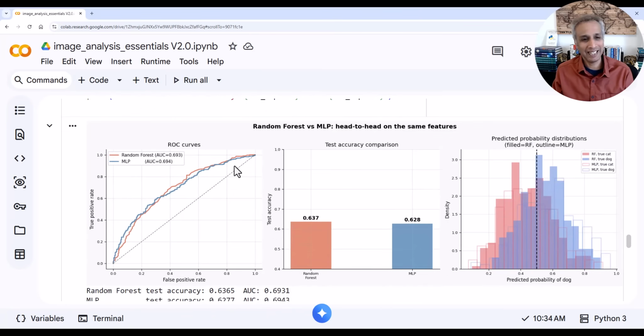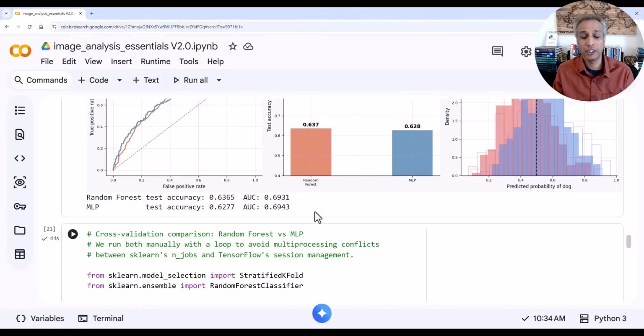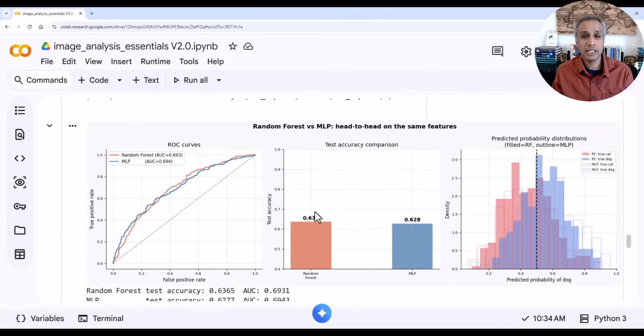They both look exactly the same. That's the answer. Random forest actually gave us an accuracy of 63.7%. MLP gave us 62.8%. They both are statistically, to me, identical. And yeah, you don't see much of an advantage. That's why I say we are limited.